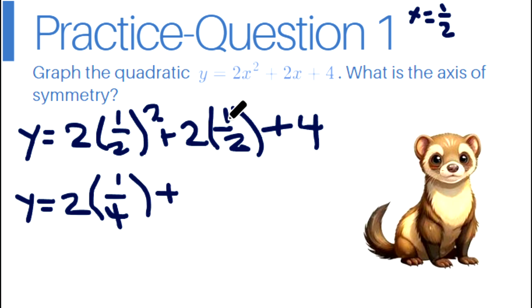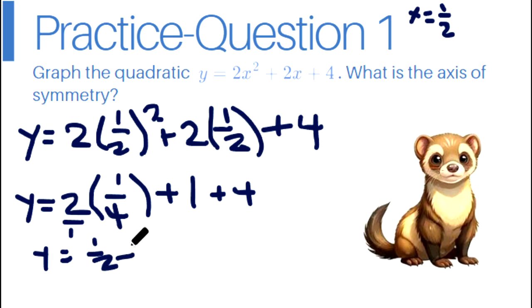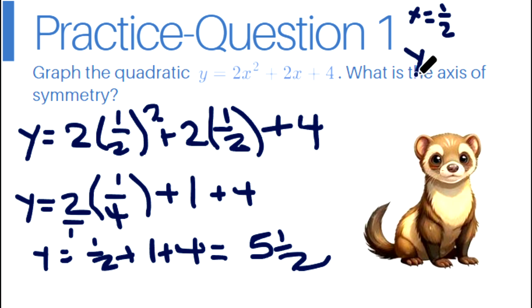Plus 2 times 1/2, which is 2 divided by 2, is 1, plus 4. So 2 times 1/4 is 2 over 4, which is 1/2, plus 1 plus 4 equals 5.5. So y equals 5.5. So we know our x and y. Come here, I got the eraser.